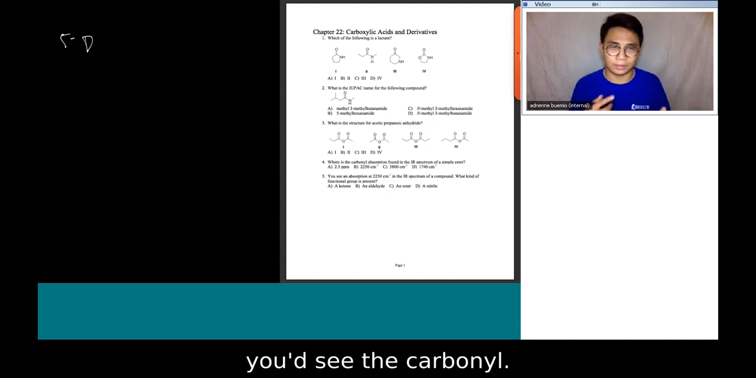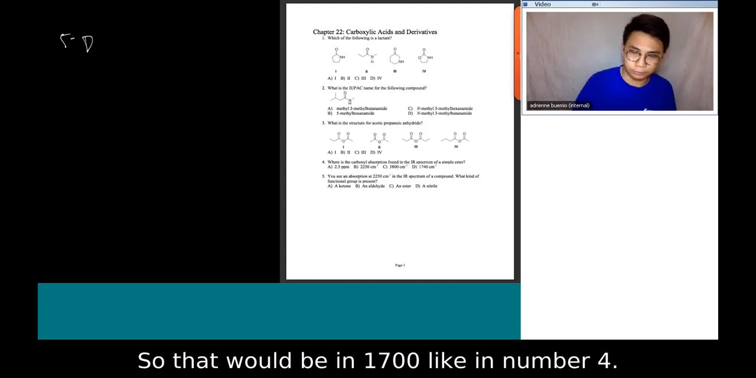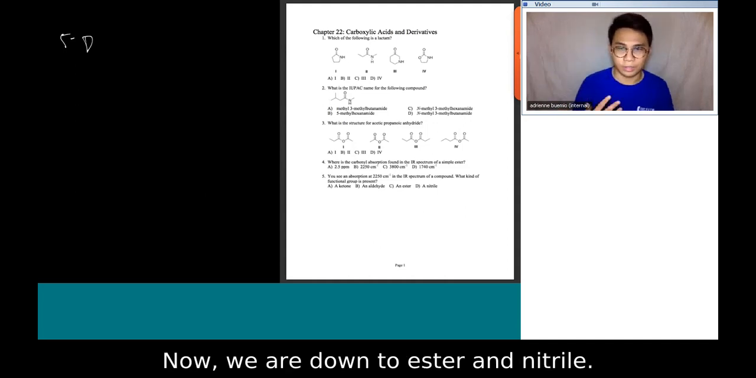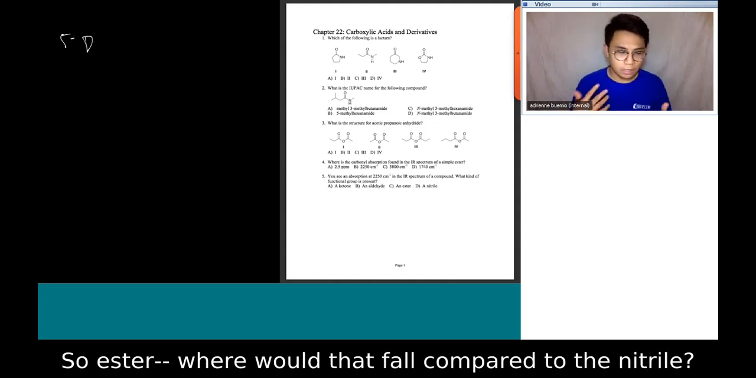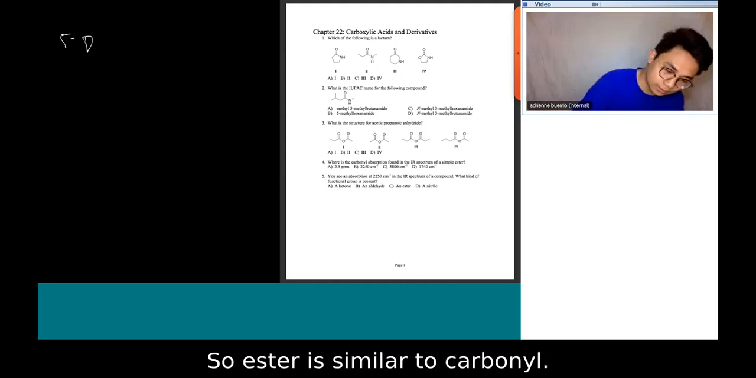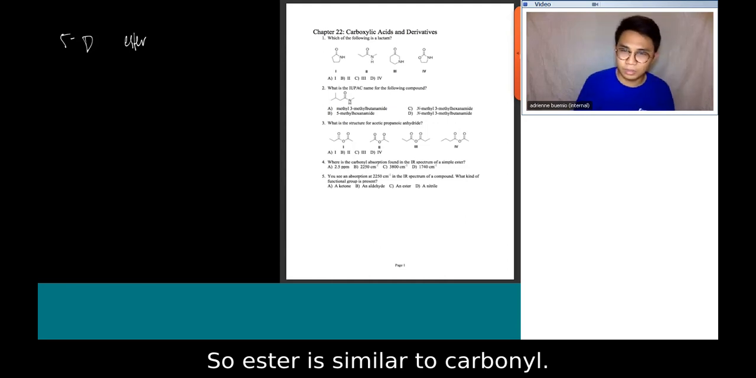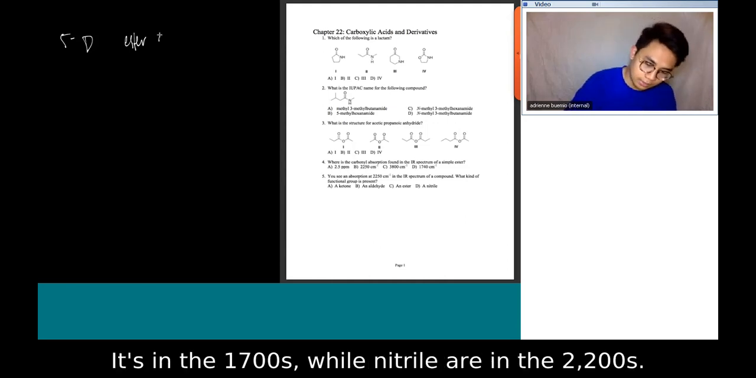Because ketones and aldehydes have the carbonyl, that would be in the 1700s, like number 4. Now we're down to ester and nitrile. So ester, where would that fall compared to the nitrile? Ester is similar to carbonyls. It's in the 1700s, while nitriles are in the 2200s.